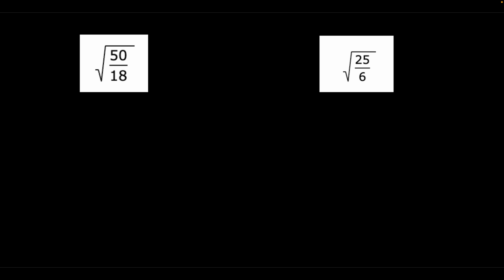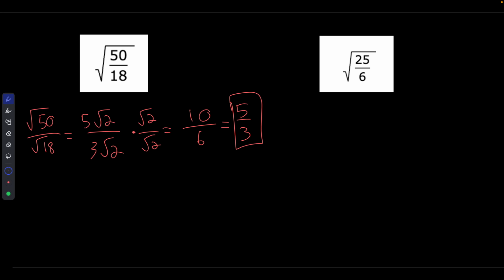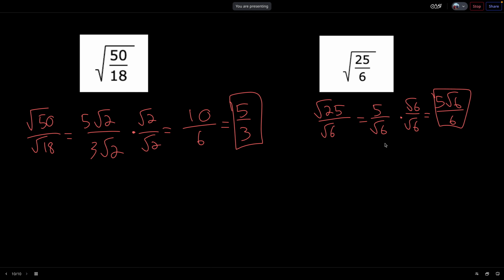Okay, now they've had time to work these problems. Let's check your solutions. For the first problem, here is the work. Your final answer should have just been 5 over 3. And for the second problem, here is the work. Your final answer should have been 5 square root of 6 over 6.